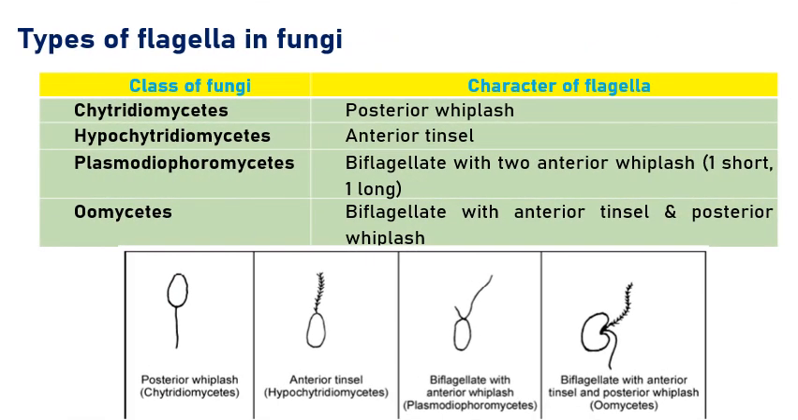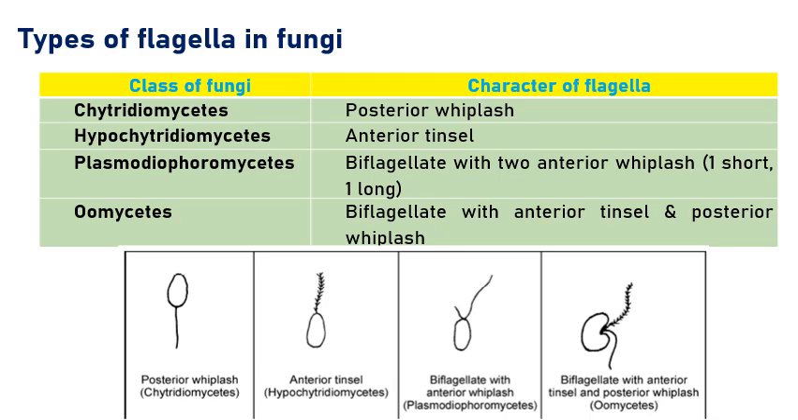So these are all the types of flagella in fungi. Especially this flagella can be observed in mostly oomycetes, plasmodiophoromycetes, chytridiomycetes, and hyphochytridiomycetes. If you ask me, ascomycetes and basidiomycetes won't produce any flagella. And so let's see the classes.